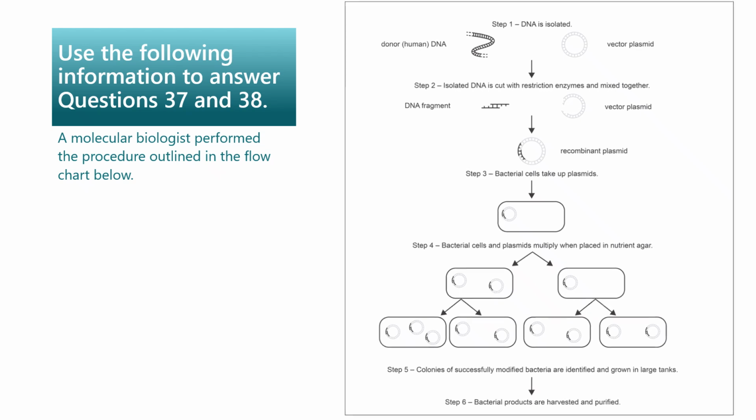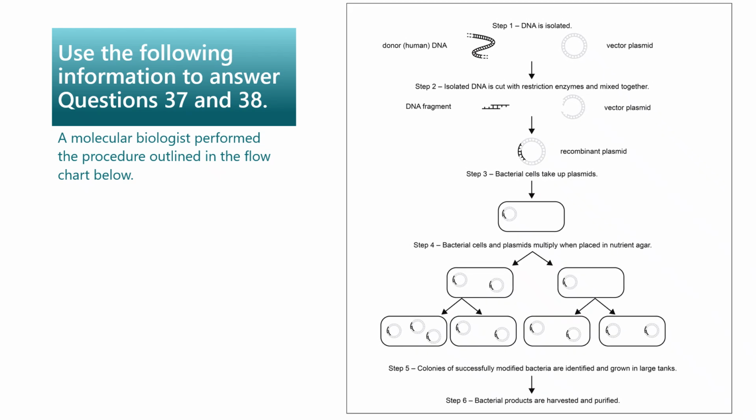The flow chart outlines the complete process of recombinant DNA technology, gene cloning, across 6 key steps. Step 1, isolation. Donor, human, DNA containing the target gene and vector plasmids are isolated. Step 2, cutting and ligation. The donor DNA and vector plasmids are cut using restriction enzymes and joined together, via DNA ligase, to form recombinant plasmids. Step 3, transformation. Host bacterial cells take up the recombinant plasmids.